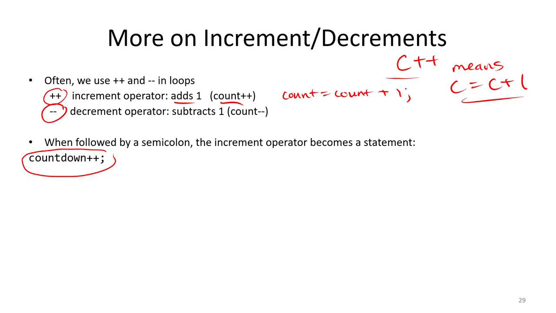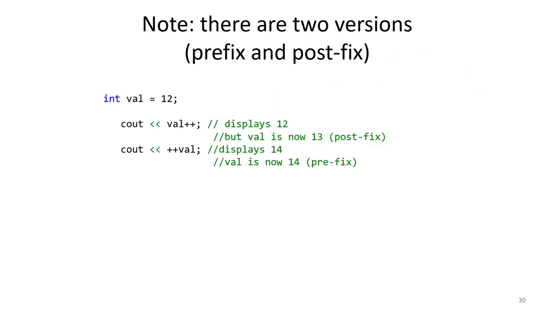And then minus minus is the same as writing count equals count minus 1. And so you can actually just say, for example, countdown plus plus to tell the program to increment countdown by 1. So these are extremely common in loops. And also notice that there's 2 versions of these increment operators. So there's what's called prefix and postfix.